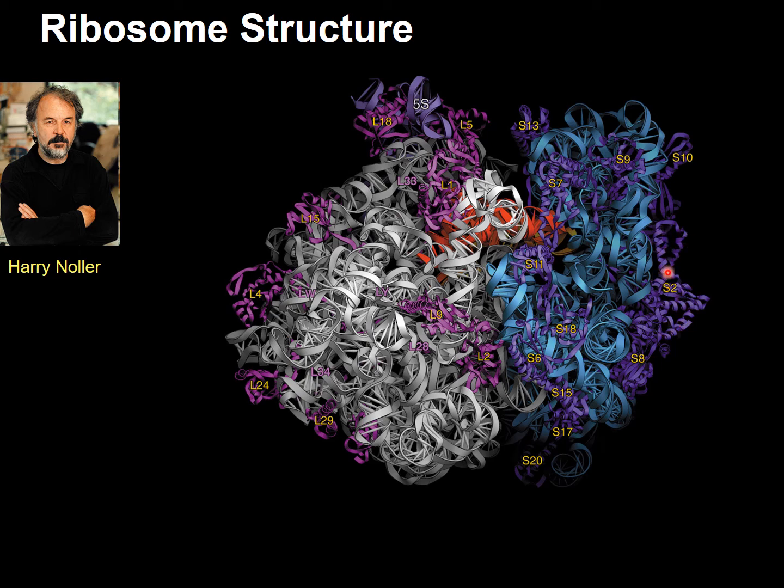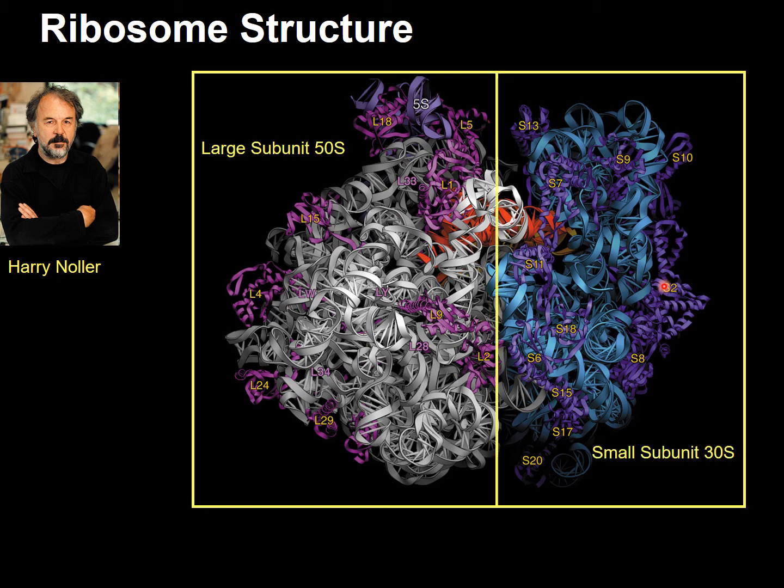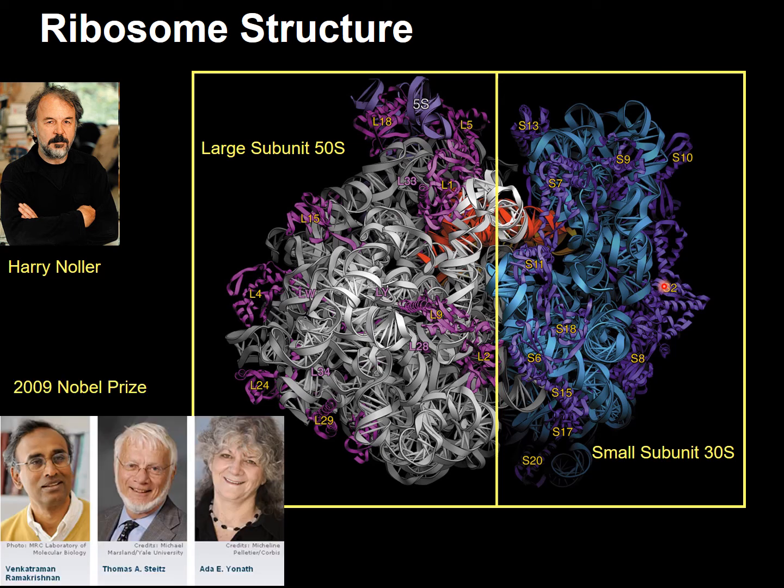You can see over here alpha helices, a loop, and a beta sheet back here. But one of the striking features to me, when I look at this large subunit and even the small subunit, is that it's mostly RNA. So RNA makes up a large portion of this enzyme. And in 2009, 3 people received the Nobel Prize for working out the structure of this.